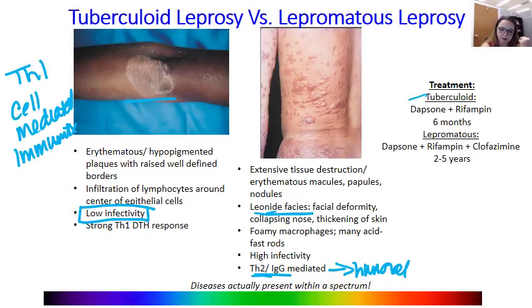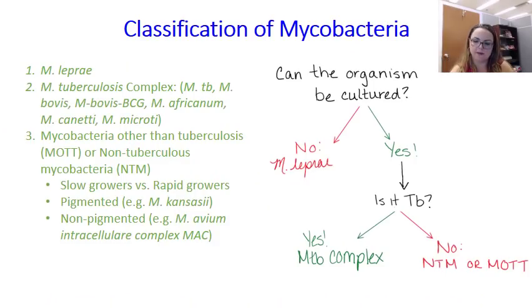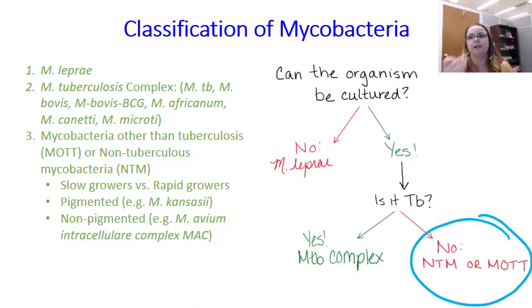So for tuberculoid, you're only going to treat for about 6 months with dapsone and rifampin. For lepromatous, it's dapsone, rifampin, clofazimine, and you're going to be taking that for years because basically we can't trust your immune response to make up for it. Okay, so now what about these guys?